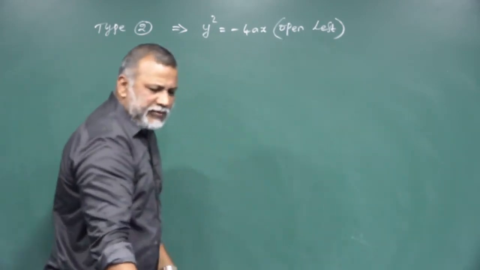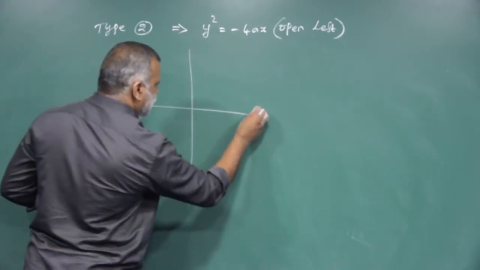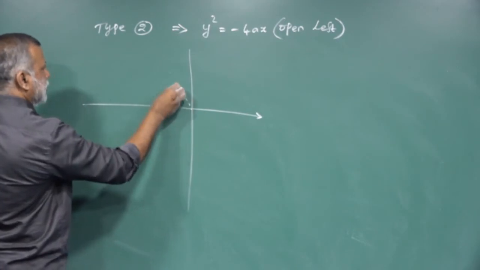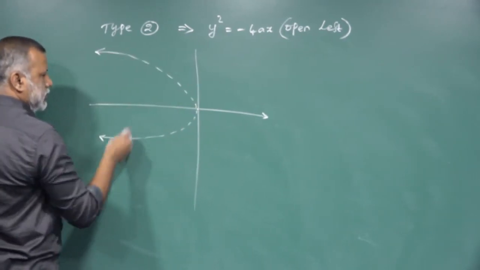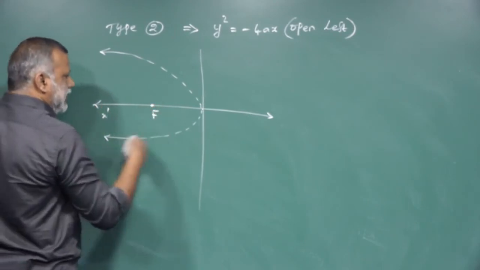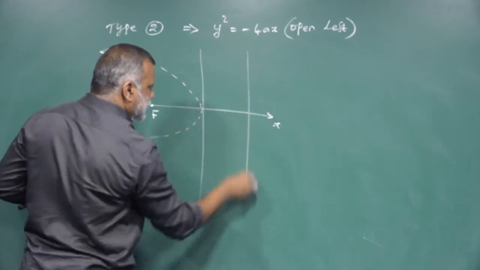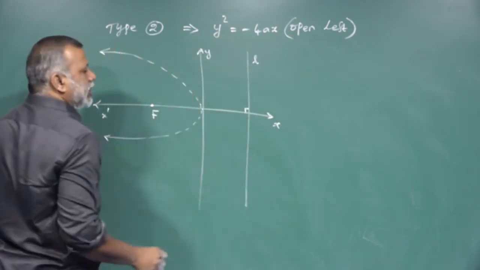With the help of the word, see here, I can open this parabola in the left side, that's all. So this is now the focus. Focus is always a fixed point. This is x dash, now the x axis. This must be the directrix L. This is the y axis.